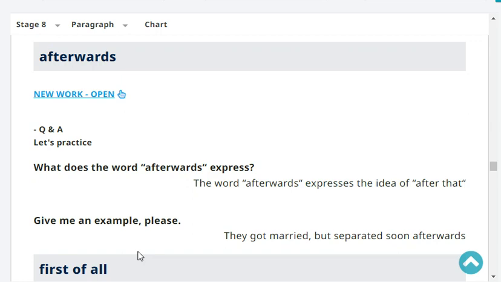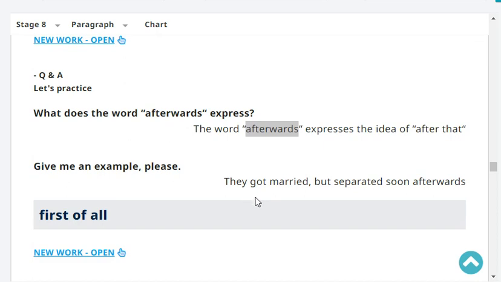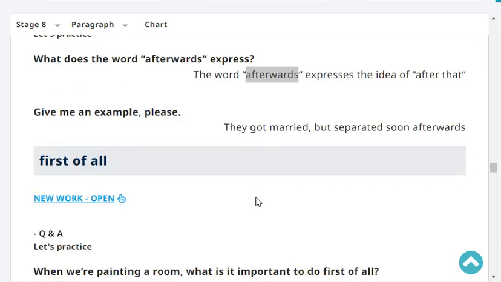The word afterwards expresses the idea of after that. Give me an example, please.